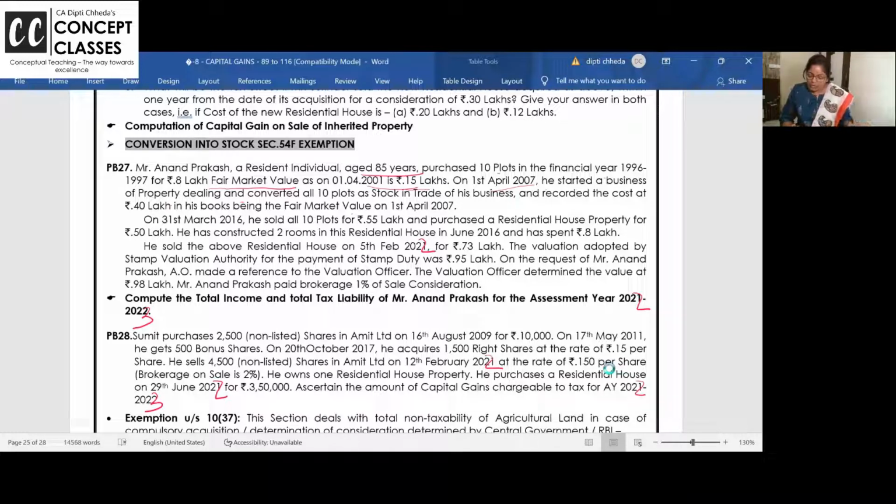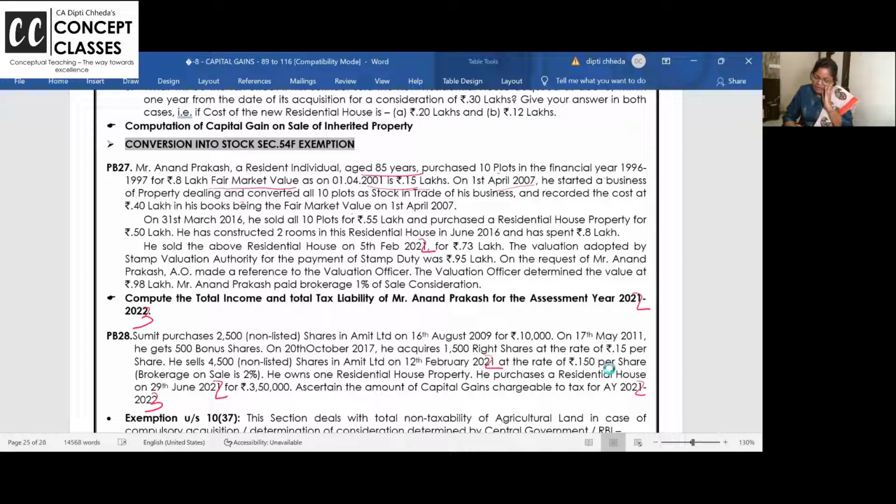He sold all the 10 plots for 55 lakhs and purchased a residential house. थोड़ा लंबा problem है, but अच्छा है, nice. He has sold all the plots, 10 plots. First, he has converted plots into his business. So conversion of the capital asset into stock in trade, it's the business. Now he has sold 10 plots. ठीक है? And purchased a residential house for 50 lakhs. He also constructed 2 rooms in the residential house and he spent 8 lakhs.